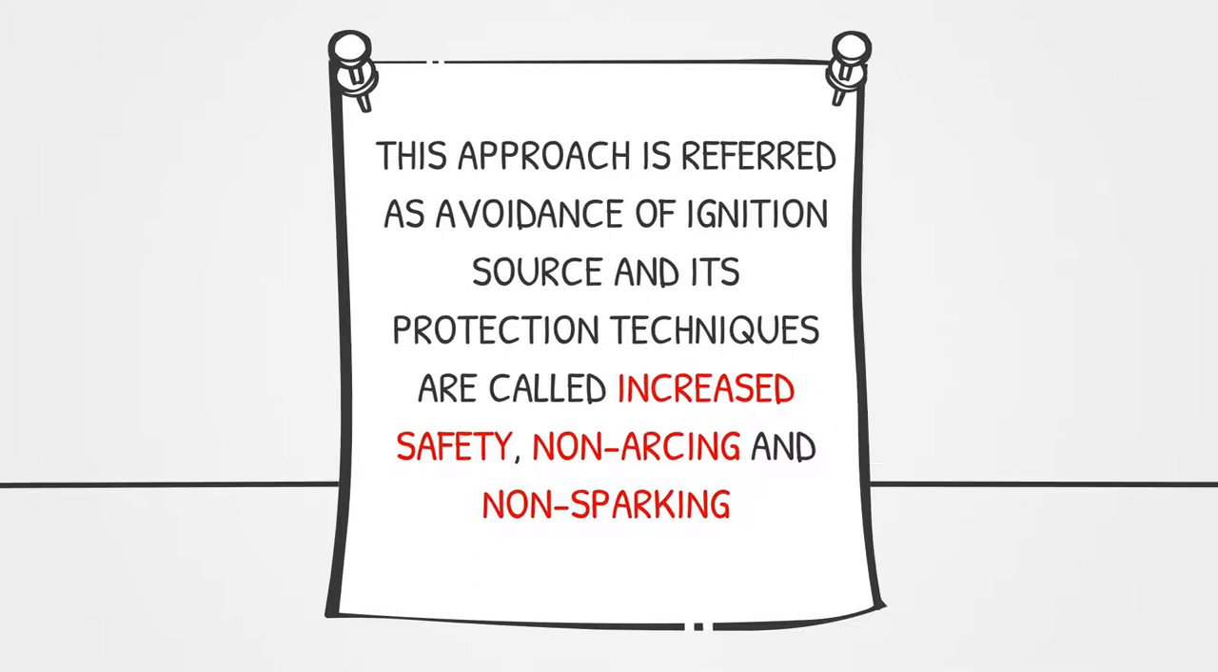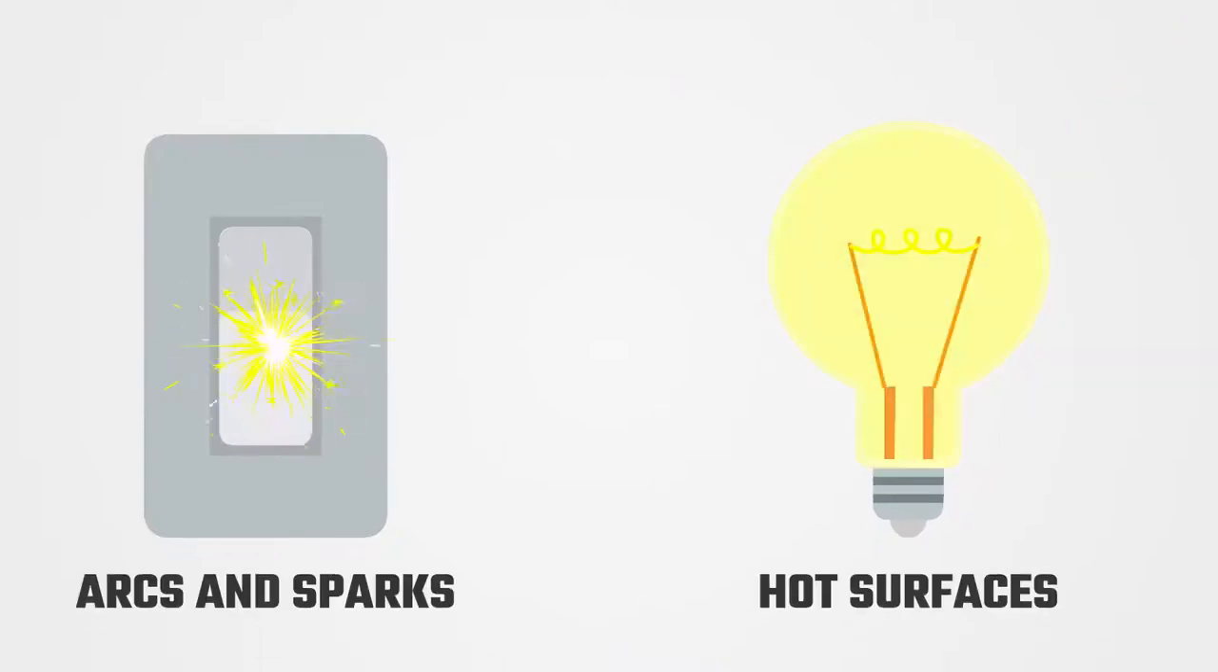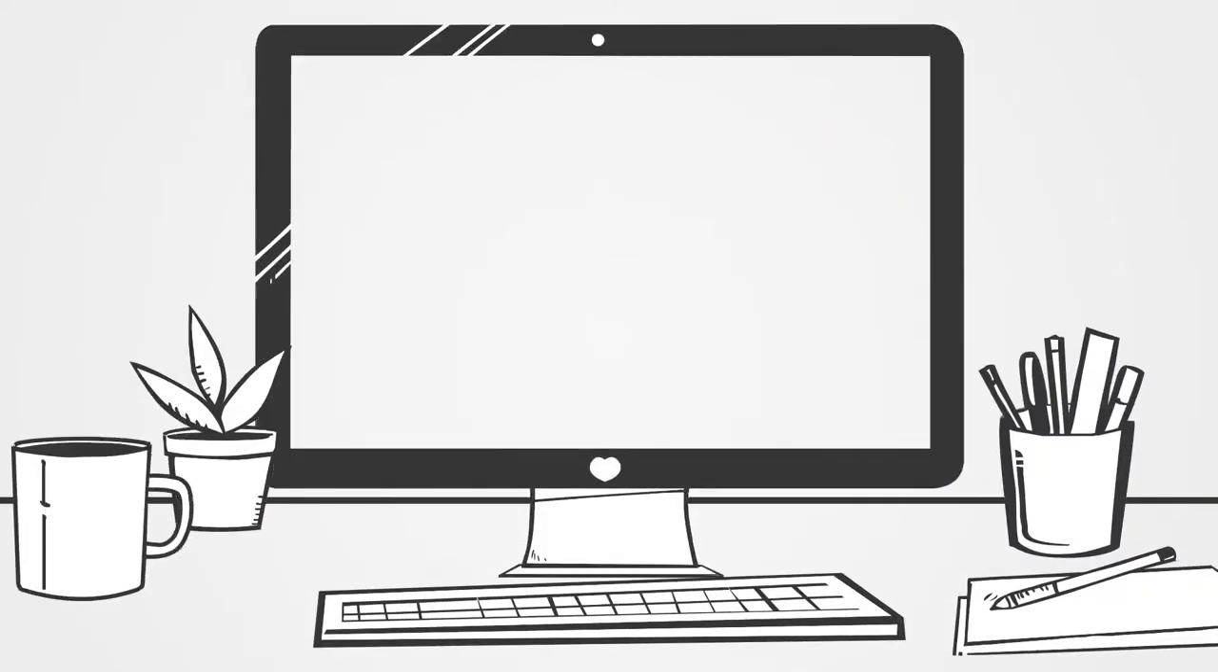In summary, ignition of a flammable or combustible gas in a hazardous area can result from exposure to hot surfaces and/or arcs and sparks caused by electrical devices. But explosions can be prevented.